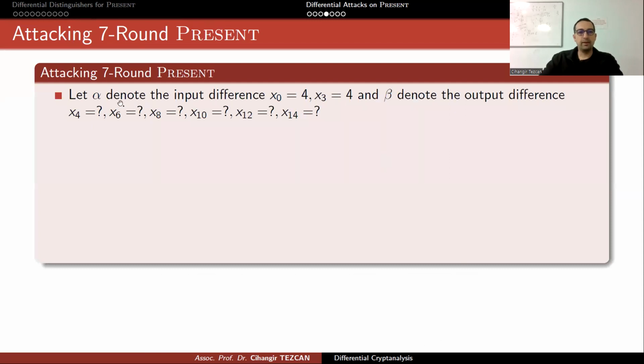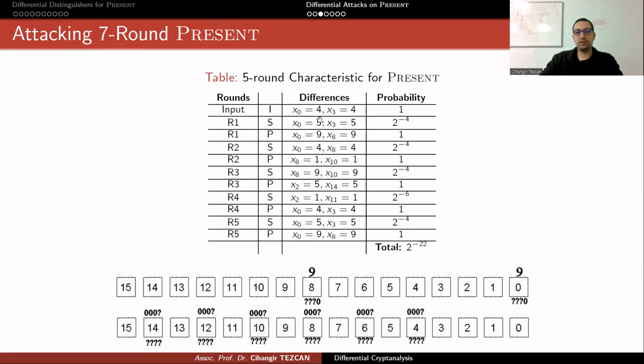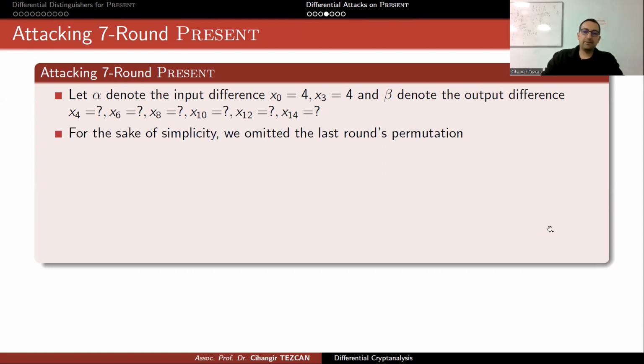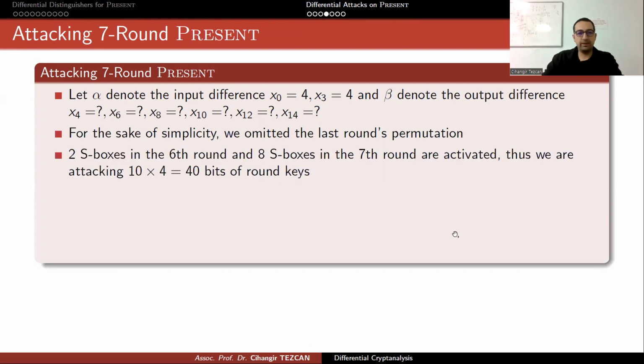So, let alpha denote the input difference, x0 equals 4 and x3 equals 4. So I'm giving differences to these S-boxes. And beta denotes the output difference in the S-boxes 4, 6, 8, 10, 12, and 14. By question mark, this is a common notation we use. This means that the difference can be anything. It can even be 0 or anything, right? For the sake of simplicity, we omitted the last round's permutation because it doesn't affect the security. You simply will modify the places.